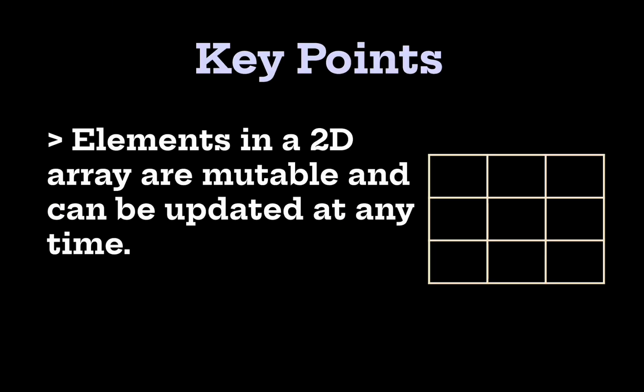So what's the key point here? Elements in a 2D array are mutable. And by mutable, we just mean that we can change the values. We can update the values of the elements.